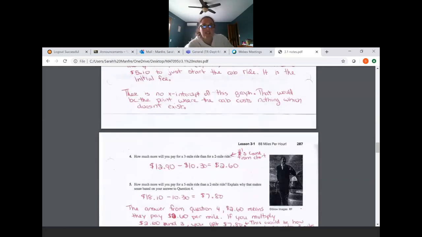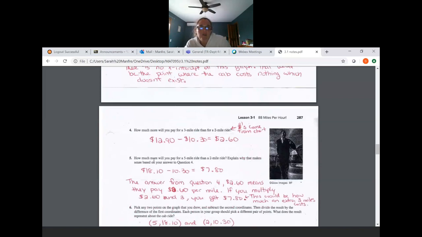Okay, so moving on to the next page. Number 4, how much more will you pay for a 3-mile ride than for a 2-mile ride? I'm taking these numbers right from the chart. So $12.90 minus $10.30. Those are the two numbers that I took right from the chart, from the 3-mile ride and the 2-mile ride, and when you subtract, you get $2.60.